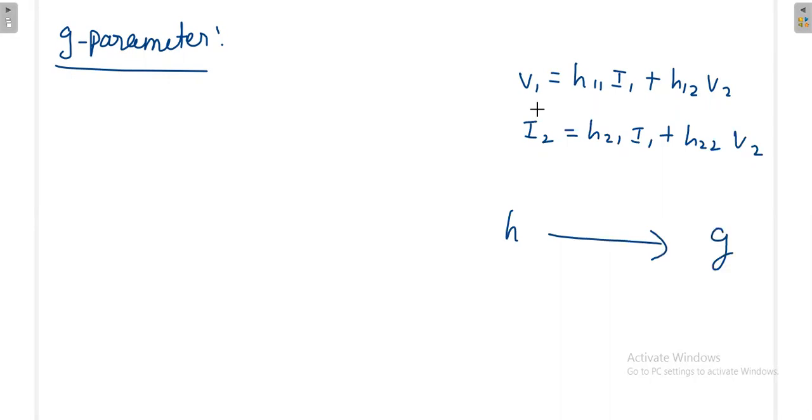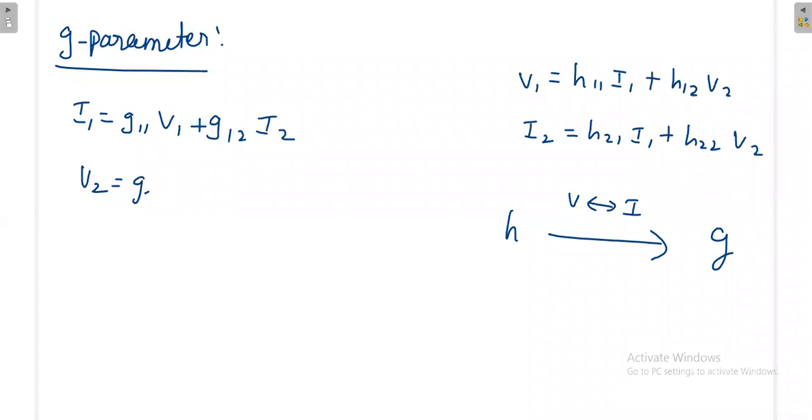Without changing anything, wherever V is there, replace it by I, and wherever I is there, replace it by V. Please do not change any subscript, keep the subscripts as they are. And H has to be replaced by G. Once you do that, I1 is equal to G11 V1 plus G12 I2, and V2 is equal to G21 V1 plus G22 I2. So this is the G parameter model.